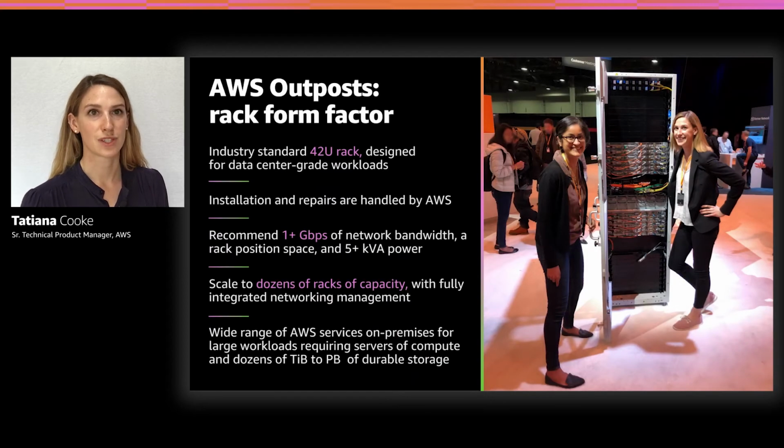Today, the Outpost service runs on capacity provided by 42U tall AWS-designed racks that are ideal for data center-grade workloads. To use an Outpost rack, customers provide a rack position in their data center or colo facility, 5 to 15 kilovolts of power per rack, and we recommend a 1 gigabit per second network uplink path to the AWS region. With Outpost racks, AWS handles delivery, installation, and maintenance. After a rack is installed, AWS remotely maintains infrastructure for customers.